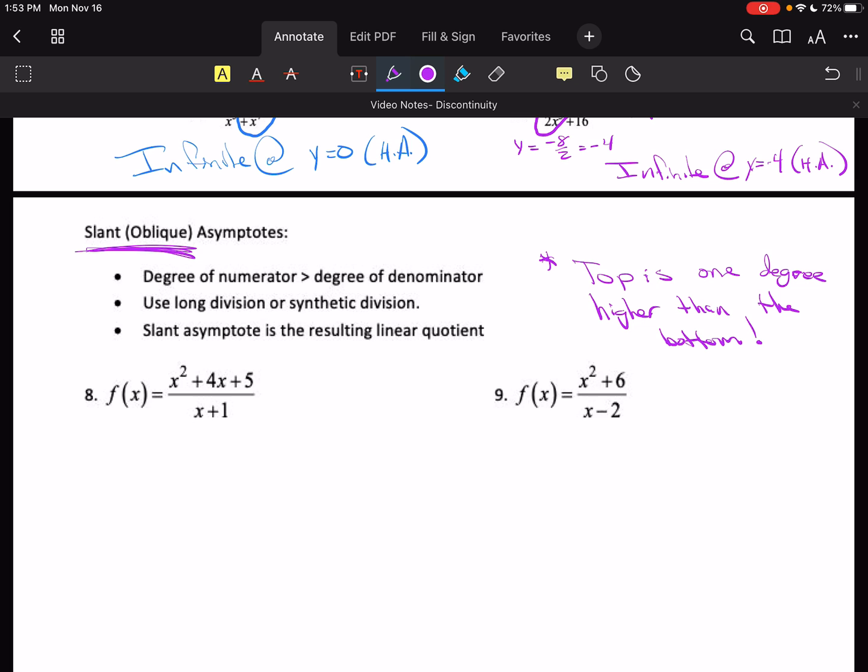And the way we're going to find this is we are going to do long or synthetic division. Now, I'm always going to do long division just because that always works, no matter how the problem's set up. If you would like to use synthetic division, you can. Okay, that's another option. But remember, you can only use synthetic division when it's a binomial on the denominator where the a is 1. Okay.